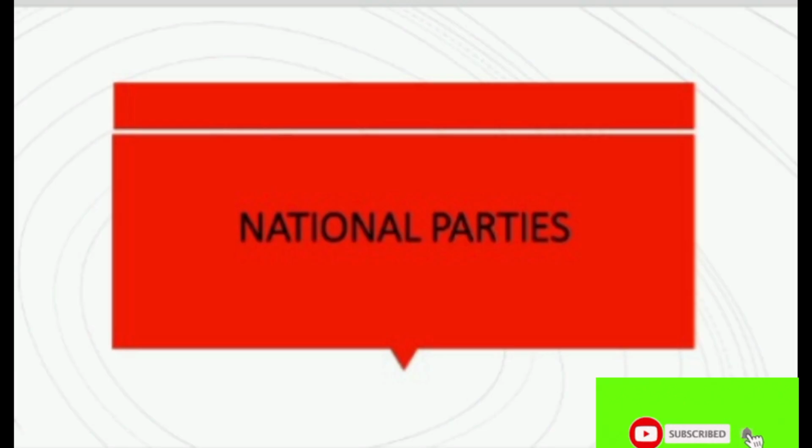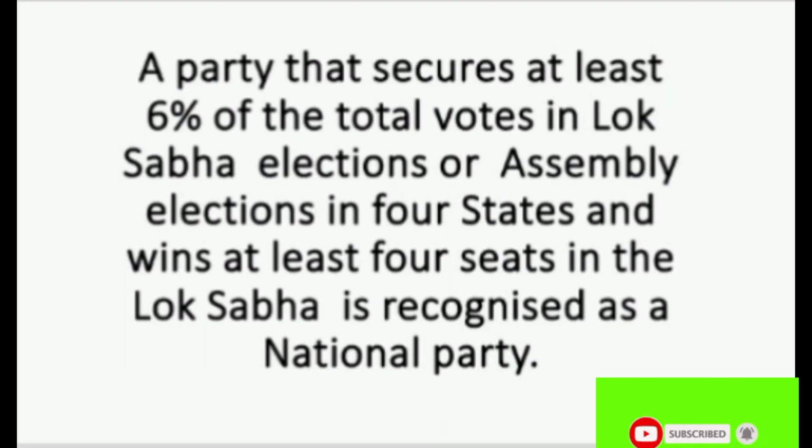First, we can see the National Party. A party that secures at least 6% of the total votes in Lok Sabha elections or assembly elections in 4 states and wins at least 4 seats in the Lok Sabha is recognized as a national party. According to this classification, there were 7 recognized national parties in the country in 2019. Let's learn something about each of these parties.